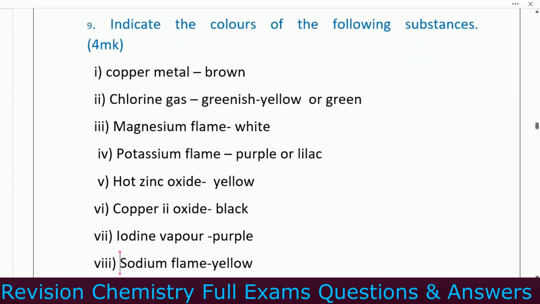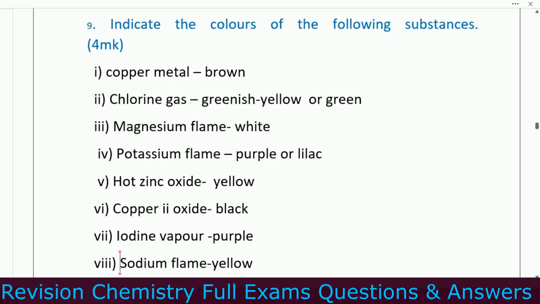Let's go to number 9. You are told to indicate the colors of the following substances. These ones you need to put them in your mind. I don't know the formula that you will use. Maybe you can go to the laboratory and see them physically. Ask your teacher to give them to you physically so that you can see their color. Copper metal, it is brown. Ask your teacher or the lab technician.